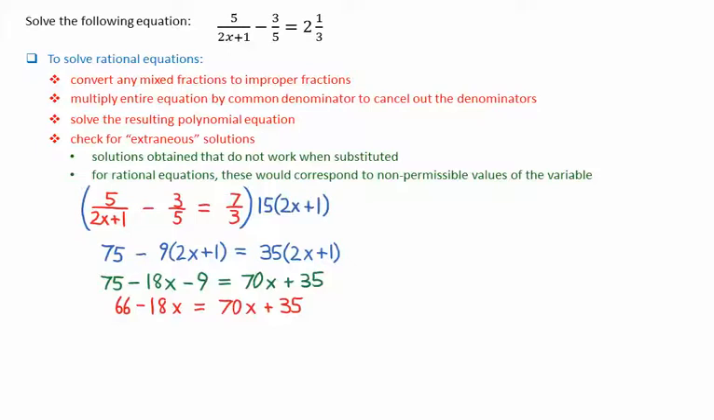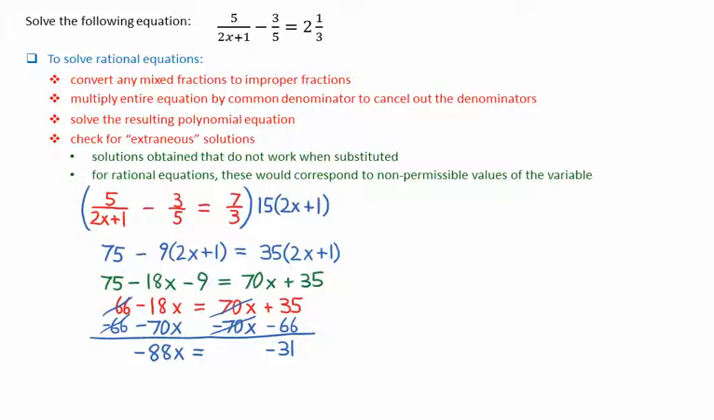We then want to move all terms with an x to one side and all constant terms to the other side. In this case, I'll be moving the x's over to the left side by subtracting 70x from both sides, and the constants over to the right side, subtracting 66 from both sides. This gives a result of negative 88x equals negative 31.